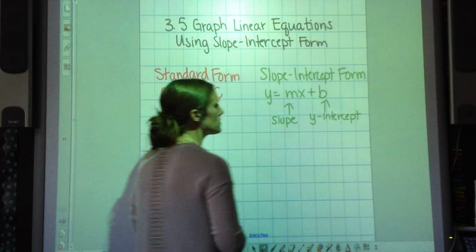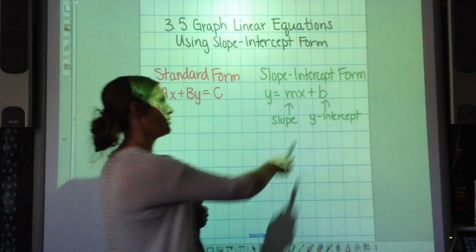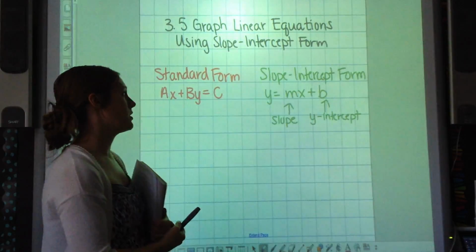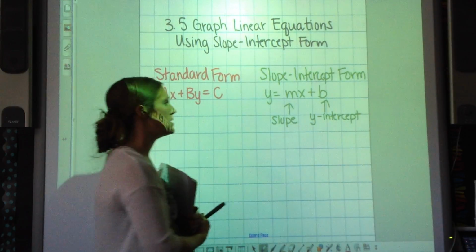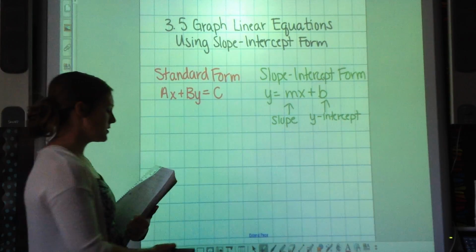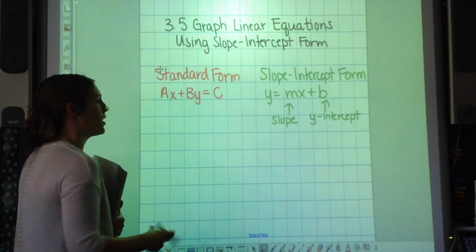A lot of students ask, well, why don't they just say y? Why don't they label this y? Think about it. There's already a y for the ordered pair, the y and x, so they chose b. The first part of your work is going to be to identify the slope and y-intercept.